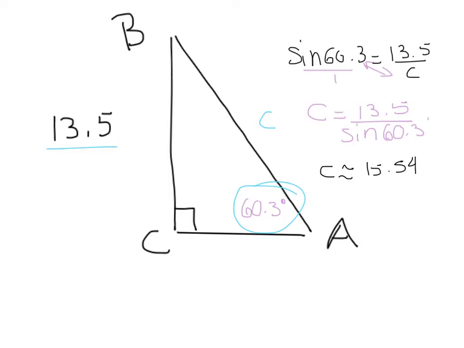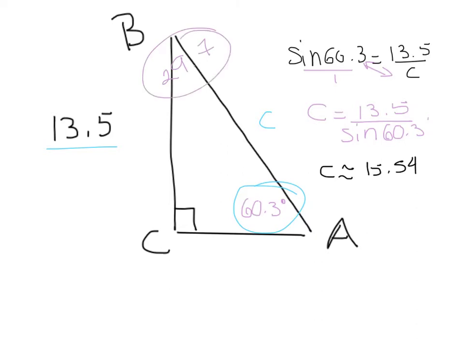And we get that c to two decimal places is approximately 15.54. The next thing we want to do is find angle B. I could have done this before I found side c. I know a triangle is 180 degrees, so I'm going to do 180 minus 90, that's 90 between these two angles, minus 60.3. Angle B is 29.7 degrees.